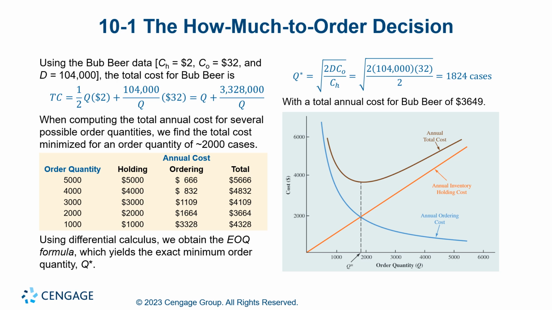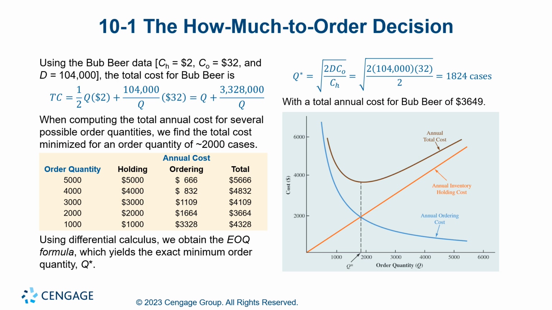So we include all this into these equations, and we get TC is equal to 1 over 2 Q times 2 plus 104,000 divided by Q times 32. And here we have Q plus 3.3 million divided by Q. Now we want to solve for the value of Q that will minimize the total cost. To do this, we'll just choose several numbers, like for example, order quantities of 5,000, 4,000, and 1,000. For each of these, we'll compute the holding cost, the ordering cost, and the total cost.